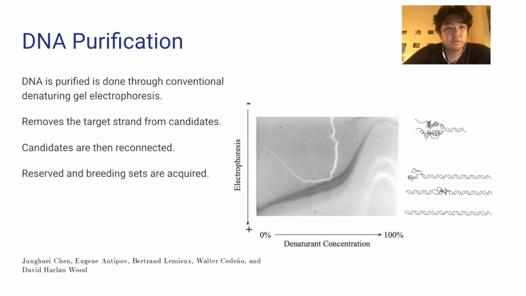So as discussed, I talked about this thing called DNA purification. It's done similarly to what we explained before, through conventional denaturing gel electrophoresis. This is basically the opposite of the step before. Instead of combining the target strand with the candidates, we are now removing the target strand from the candidates. Once we do that, we reconnect the removed candidates together.